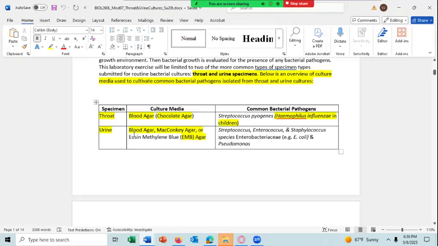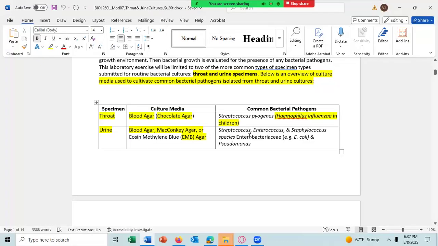But the majority of the pathogens are either in the family Enterobacteriaceae or Pseudomonadaceae, and these are gram-negatives. And gram-negatives grow on MacConkey's and EMB. Gram-positives do not. And so that's why, if it's a urine pathogen, we always culture on two media, blood agar, and then either MacConkey's agar or EMB. Any question about any of that?